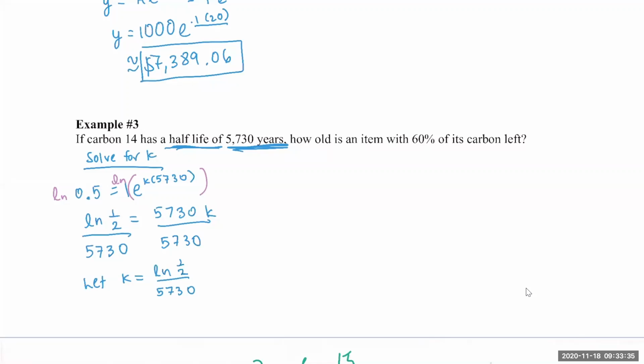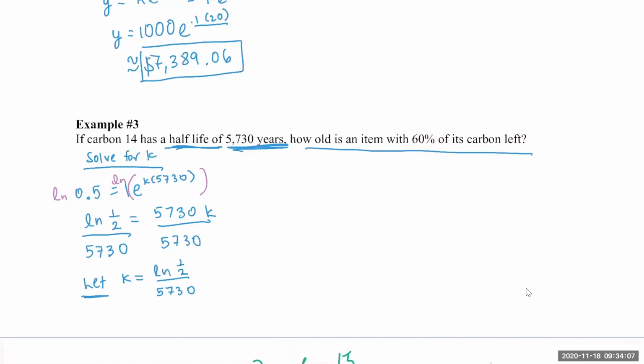And I also like to say "let," just so that the reader knows I did actually solve for K, and that I'm defining K to be that. Okay, so for this particular problem, it didn't ask me to write the model out, which a lot of times it does, but it didn't ask that because it didn't give me a starting amount. So what we can do after that is go on to answering the question.